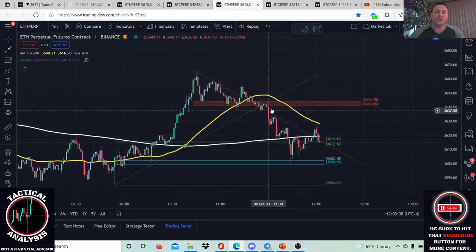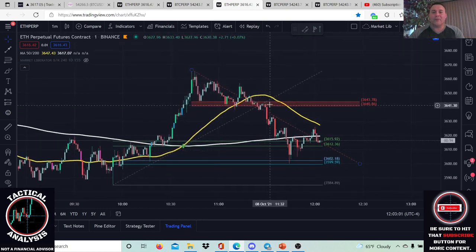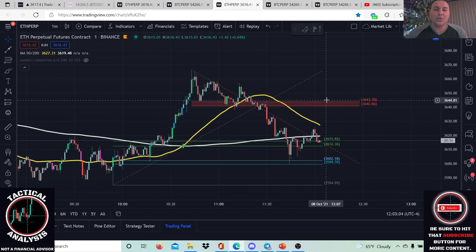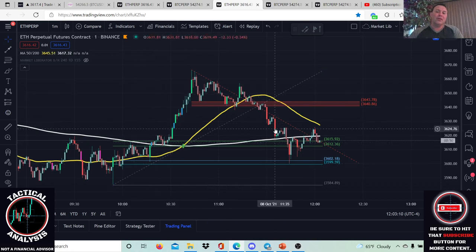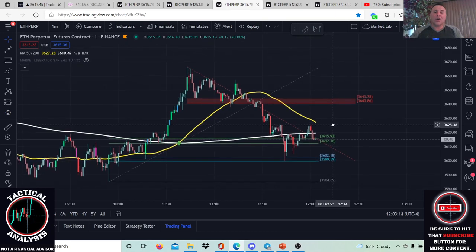When we're coming up into selling imbalances to recover red, we're also coming into a resistance level. Same thing down here: when we're coming into the buying imbalances, we're coming into a support level. And you often see price reverse in the opposite direction. Not always, but often.